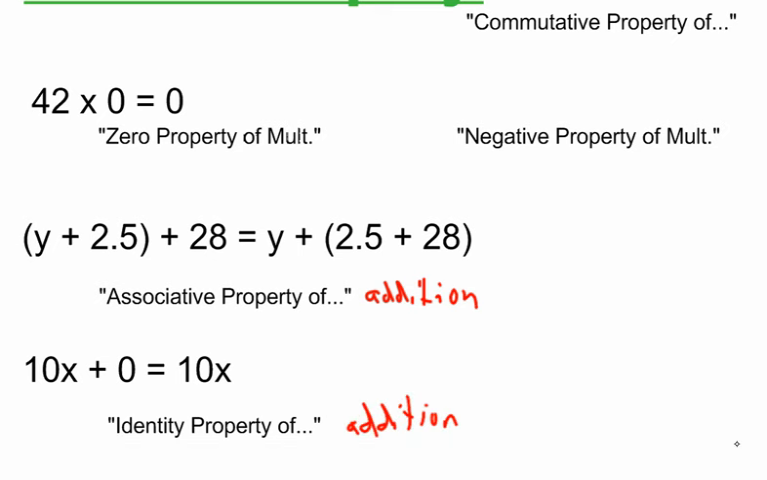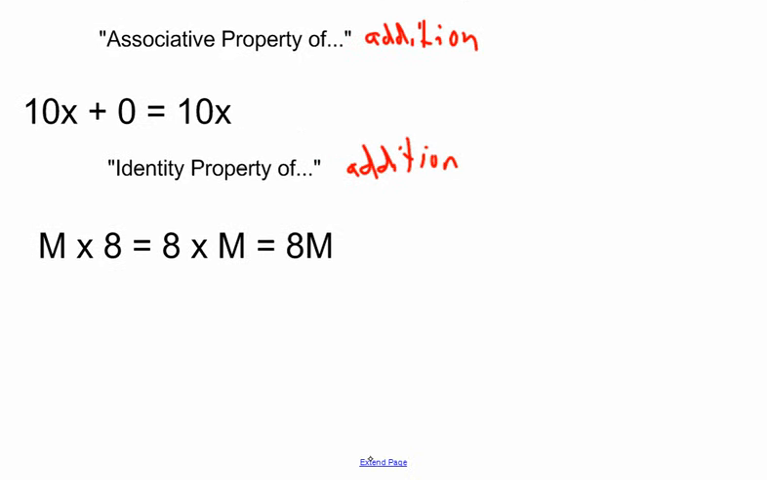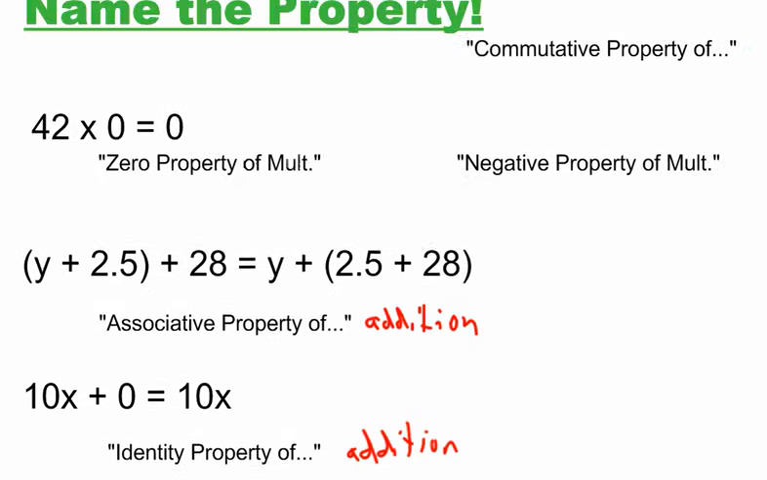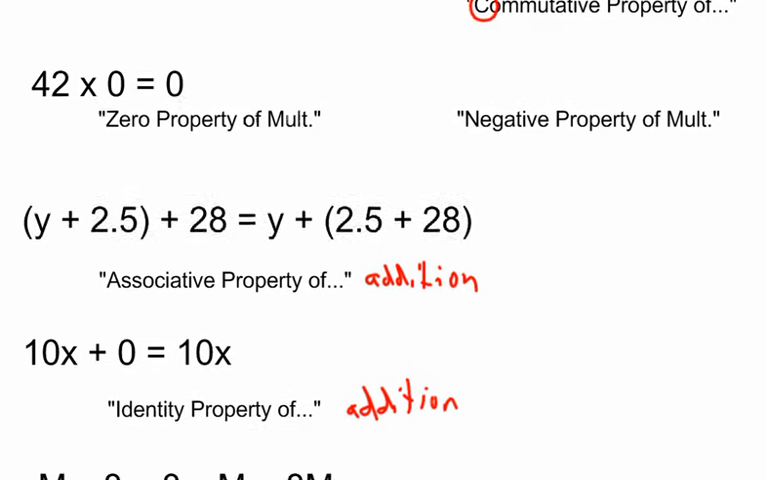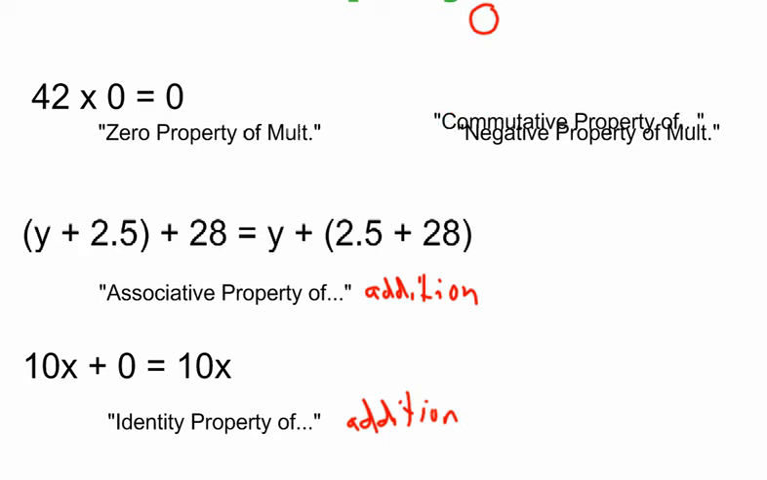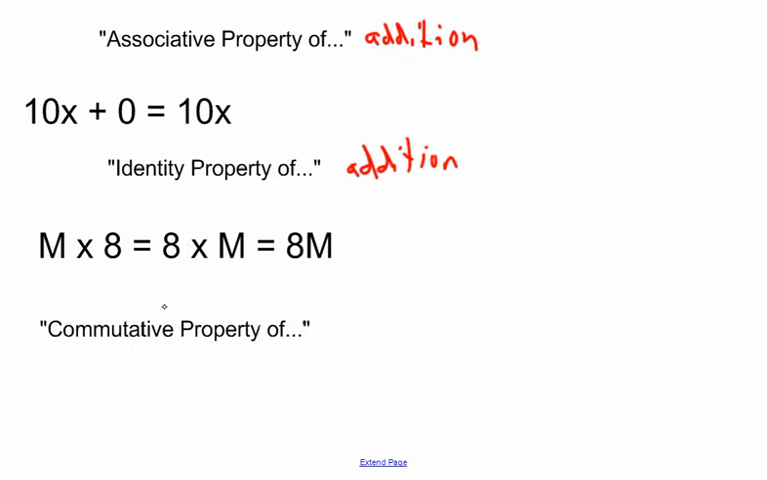All right, do I have any other ones? Or is that it for now? Oh, one more. All right, so we have m times 8 is equal to 8 times m, which is all equal to 8m. So it looks like m times 8 or 8 times m, we changed the order. And think of the changing order as the CO, the commutative property. So CO, we're going to bring that down, the commutative property. And you really just have to tell me if it's addition or multiplication there. And this one is dealing with multiplication. So here we go, multiplication.